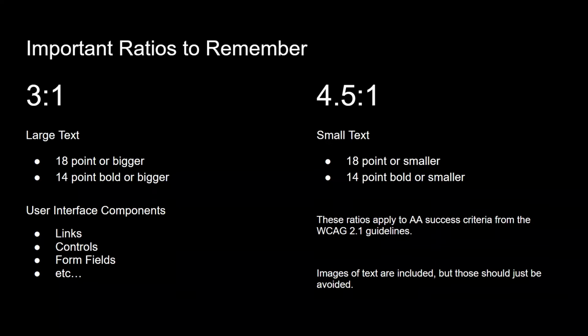So these two ratios apply to the AA success criteria for the Web Content Accessibility Guidelines version 2.1. And images of text are included, but in general, we want to typically stay away from images of text. Let's jump over and look at a few color combination examples and determine whether or not those are going to be accessible for these two different color contrast ratios.